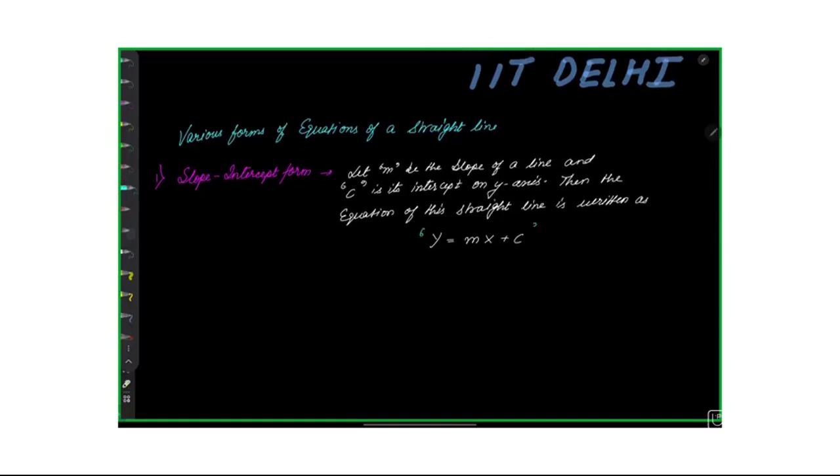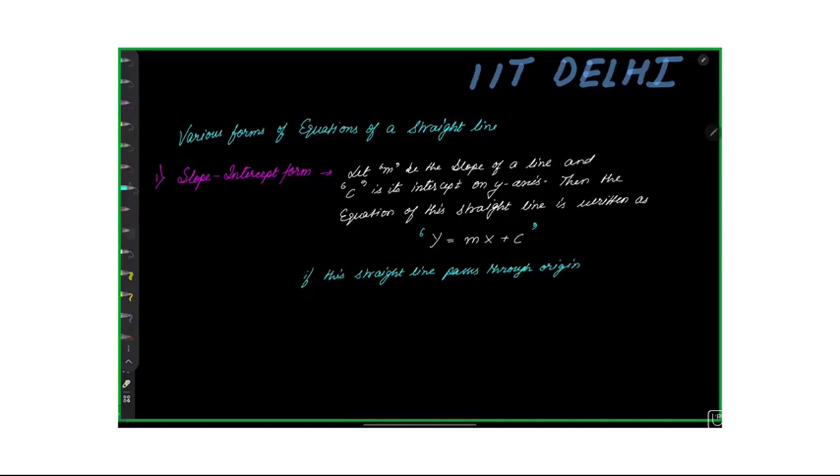Now there's a condition. If this straight line passes through origin, then what will happen? Then the intercept on the y-axis will be 0 because it is passing through 0, 0. So there is no intercept at y-axis.